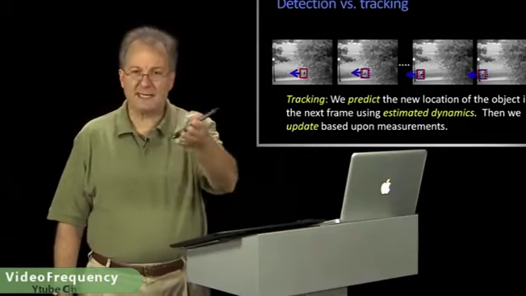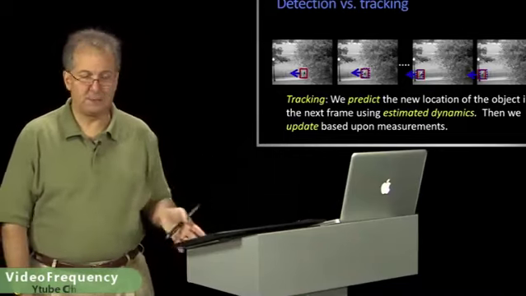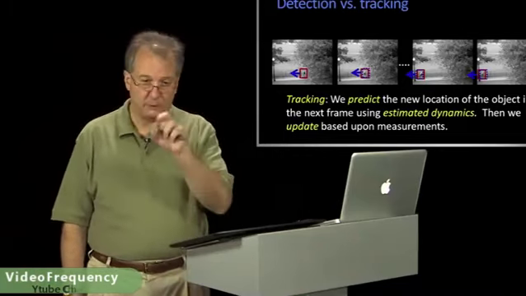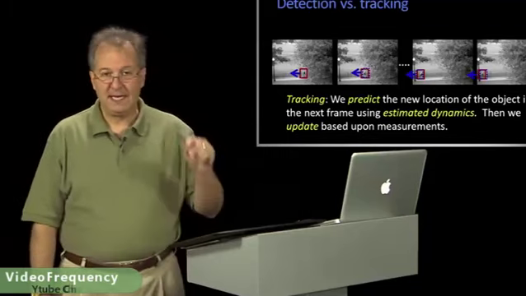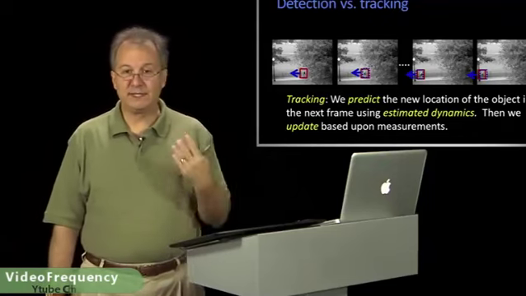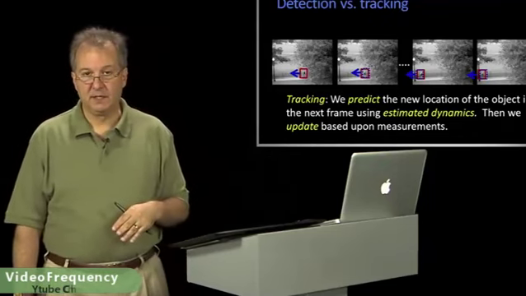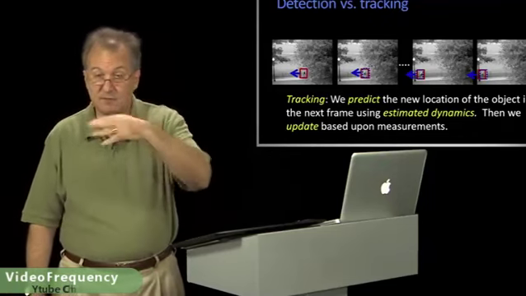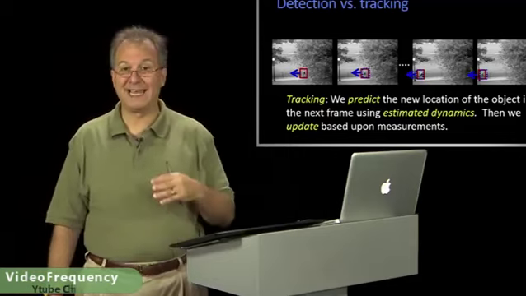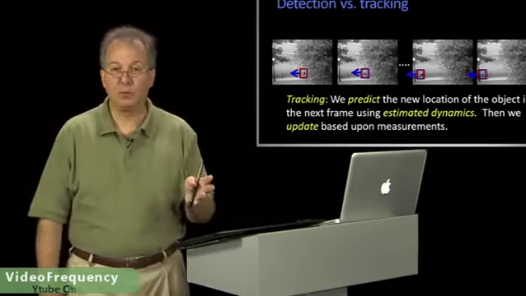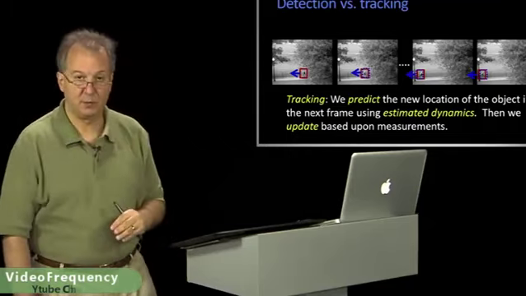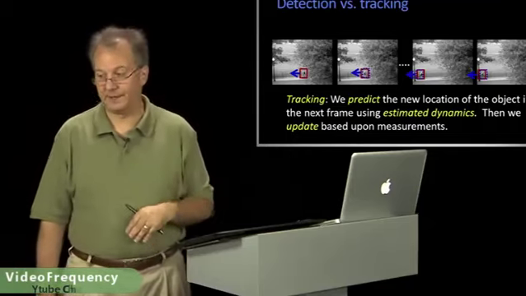So remember last time we talked about the difference between detecting and tracking. In detecting, we have some operator and we just find whatever our target is in every frame. In tracking, we're going to predict the new location of an object, or the expected distribution of the location of an object, using estimated dynamics. So somehow we're estimating the velocity, accelerations, whatever. And then we're going to update based upon the measurements that we take. So that's the, shall we say, intuitive way of describing it.